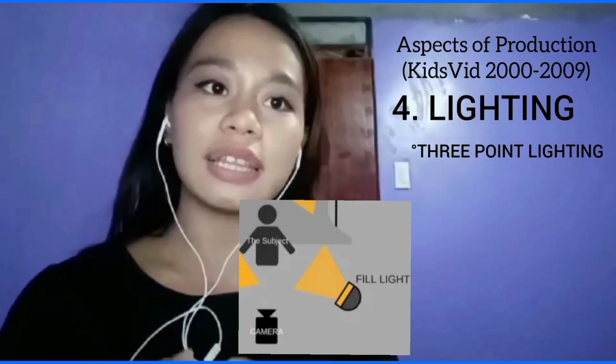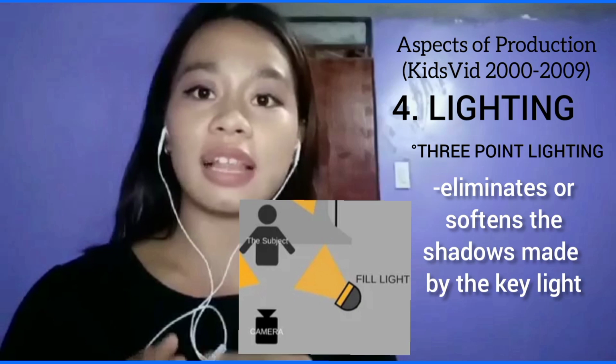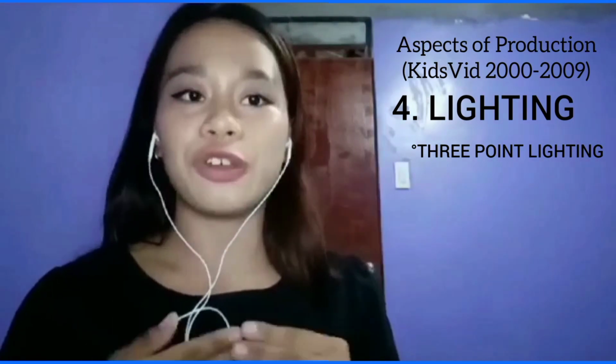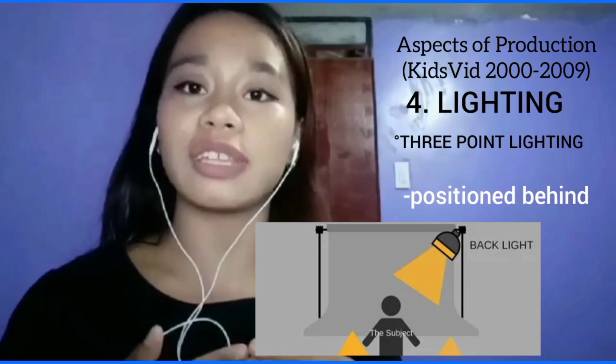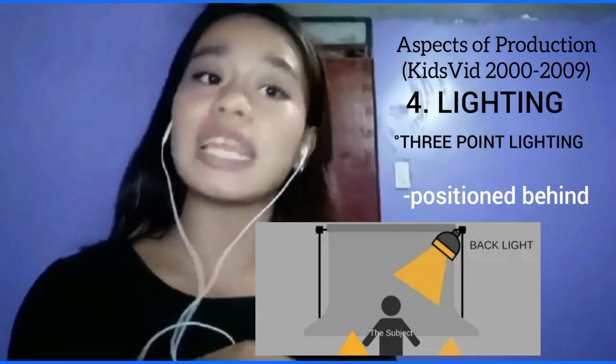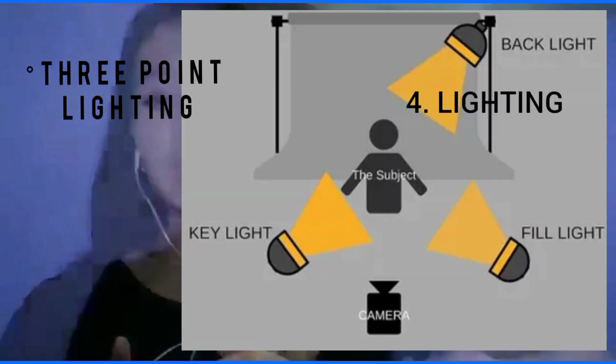The second is the fill light. It is the light that illuminates or softens the shadows made by the key light. And the third is the backlight. This backlight is the light positioned behind the subjects or objects that outlines or highlights their contour.